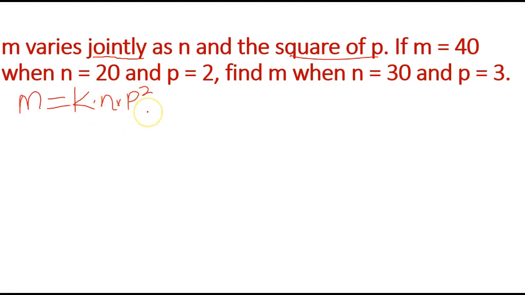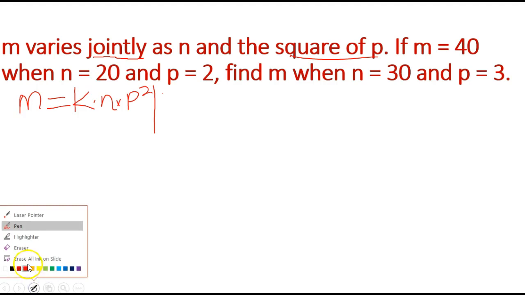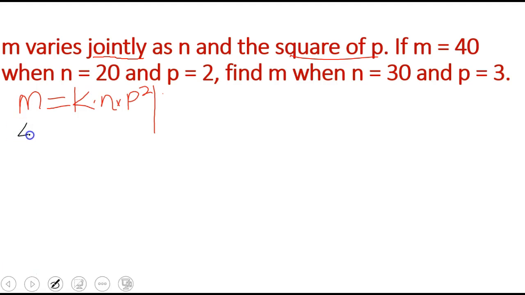So that's the formula. And then we are given what to find. So we're going to find k. And to find k, we can also go ahead and substitute it here. So let me change color here. Okay. So if m is 40, replace m with 40. Then we don't know k yet. And then when m is 40, n would be 20.